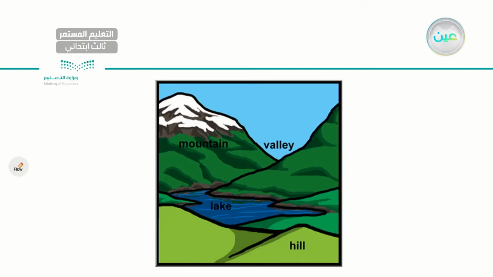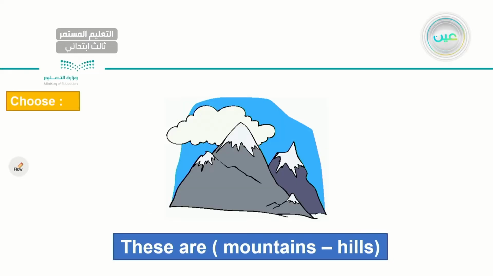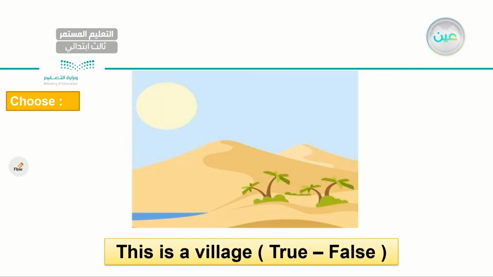Okay, and let's have this exercise as well. There are, or these are, what do you think, my dear student? Are they mountains or hills? What do you think? They are, the answer is mountains. Very good. They are, or these are mountains. Very good. How about this one?